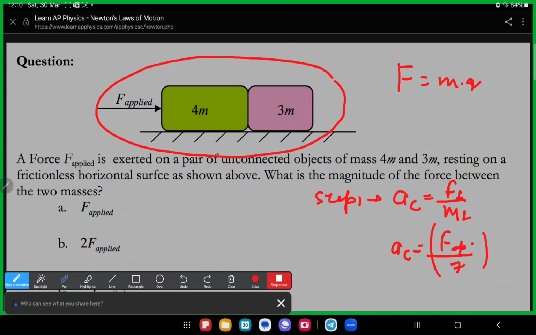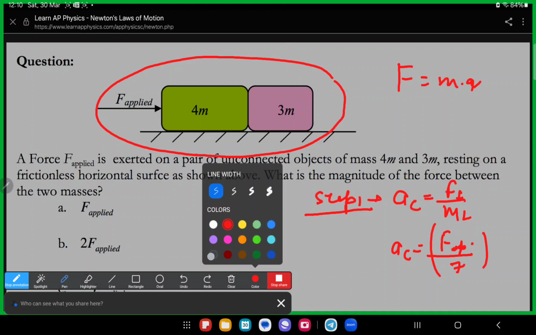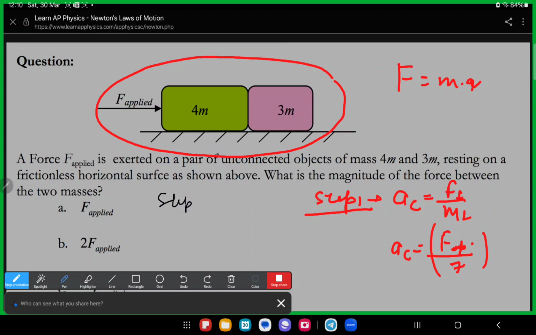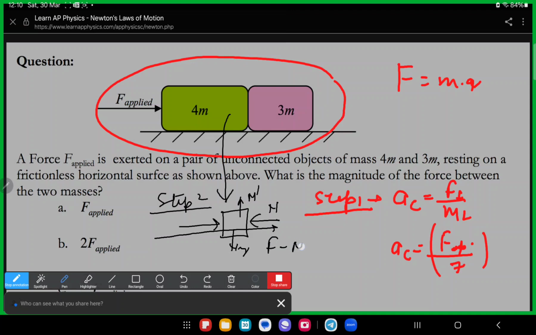Once you get the common acceleration, step 2 should be to make a free body diagram. Let's say the 4 kg free body diagram. One force is acting, a normal contact, that is an internal force acting, mg, and normal reaction. Let's say m dash. But we are talking about the horizontal direction, so here we can say F minus N is equal to 4m into a.